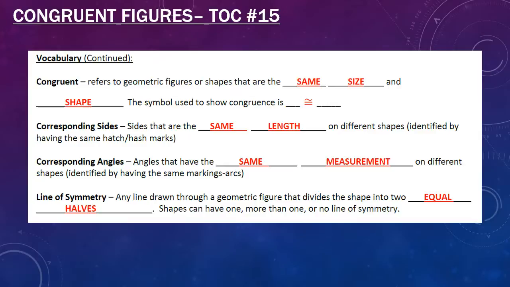So it's important to know that shapes can have one line of symmetry, they could have two lines of symmetry, they could have more than three lines of symmetry, or they could have no lines of symmetry at all. So go ahead and highlight that so you don't forget. They can have one, more than one, or no lines of symmetry at all. And don't forget, under the word equal, I want you to write identical. You spell identical, I-D-E-N-T-I-C-A-L. Identical under equal.